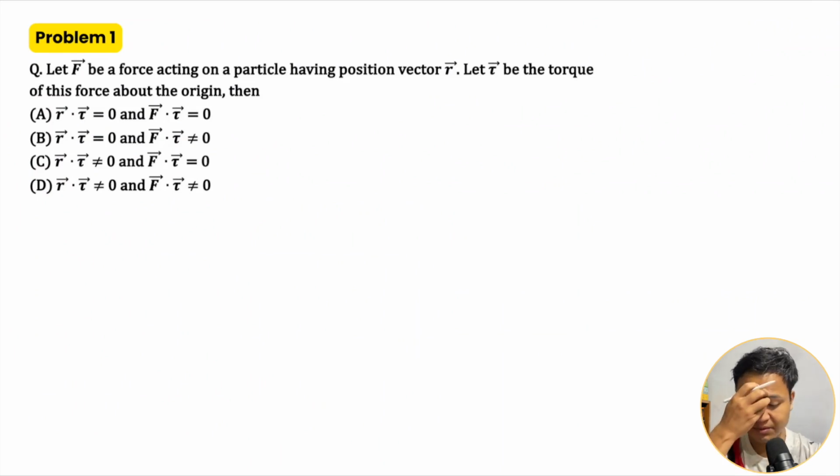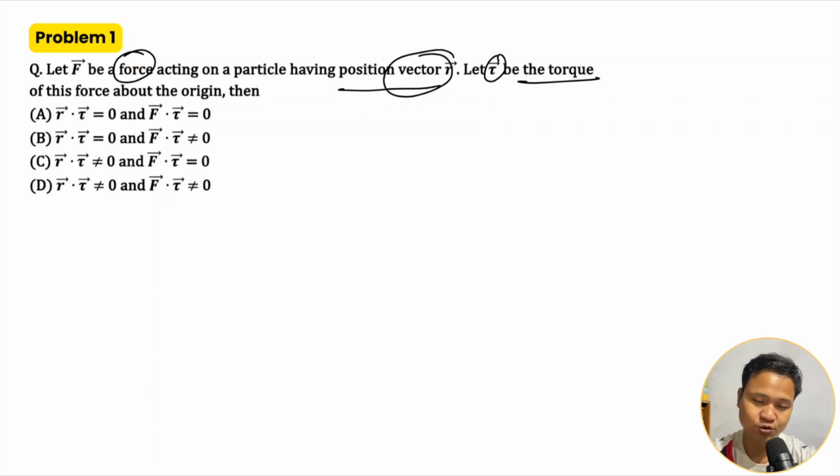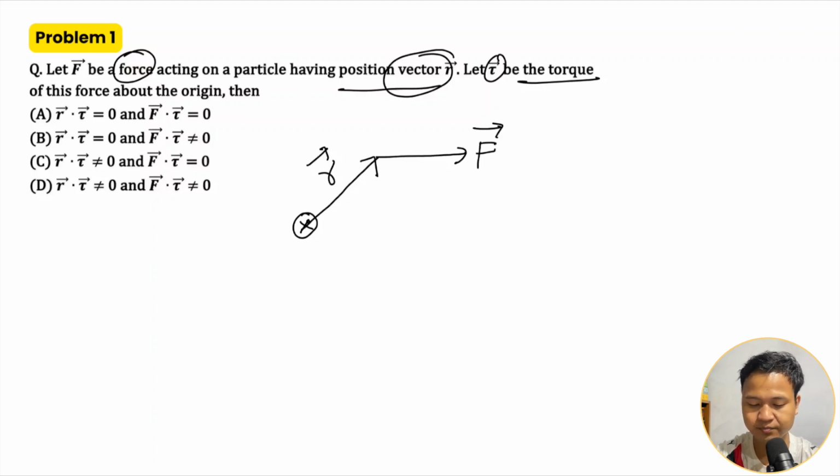Okay, the first problem: let F be the force, R the position vector, and torque is given. So what is the relation between R, torque and force? See, in general, if I have a fixed point, from the fixed point to where the force is applied, I have R. From here I have the force. You can take it like this also, a perpendicular force.